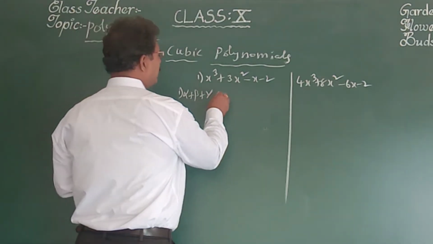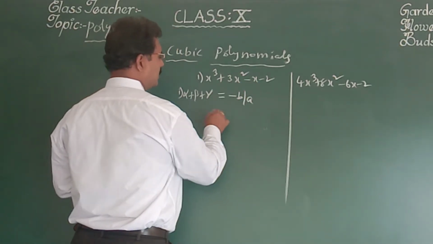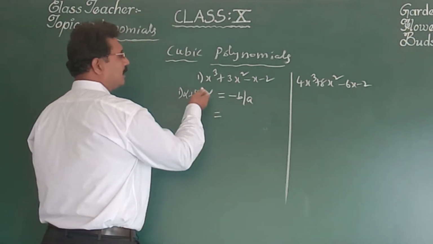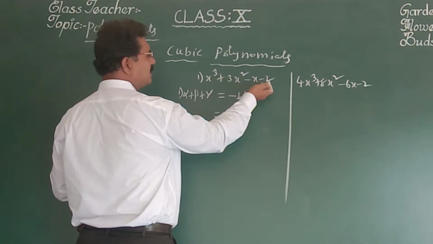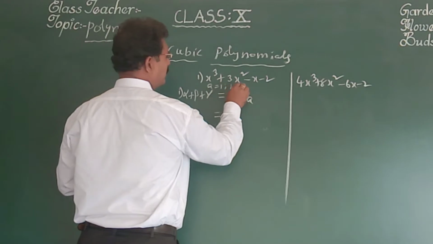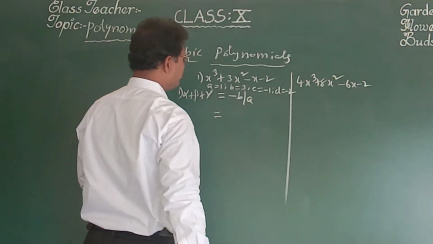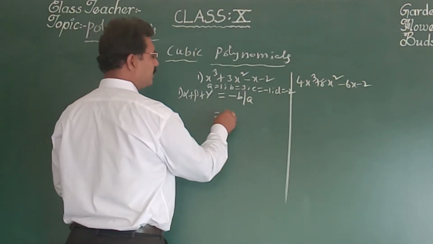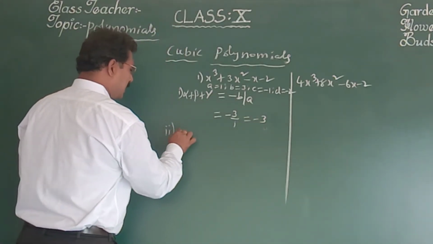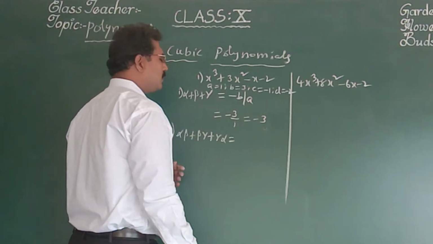Now alpha plus beta plus gamma is equal to, what is the formula? Minus b by a. What is b? B is the coefficient of x square. Comparing with ax cube plus bx square plus cx plus d, a is 1, b is 3, c is minus 1, d is minus 2. Now alpha plus beta plus gamma is minus b by a, that is minus 3 by 1, which is equal to minus 3.